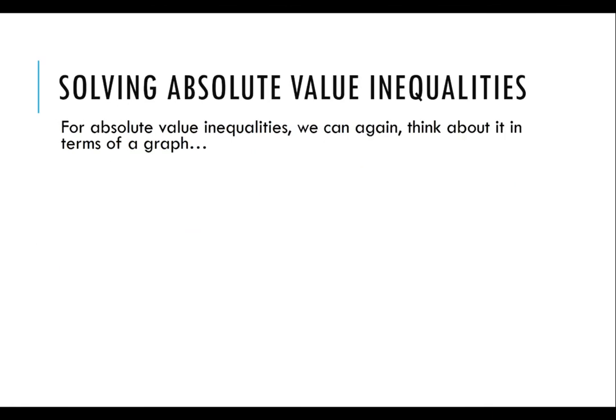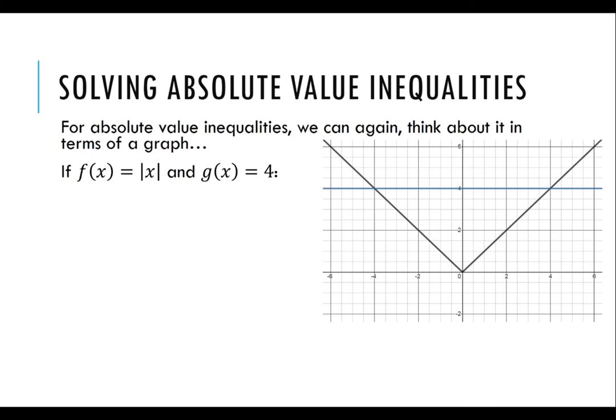Now when solving absolute value inequalities, once again we can think about it in terms of a graph. We'll also approach it algebraically. But if you're thinking about it in terms of a graph, let's consider two functions. f of x is equal to the absolute value of x, and g of x is equal to 4. Here are those two graphs. Notice that f of x is my absolute value function, and g of x equal to 4 is this horizontal line that passes through the y-intercept 4.